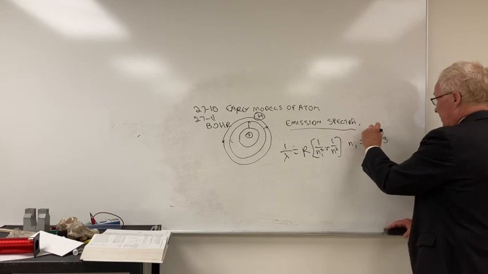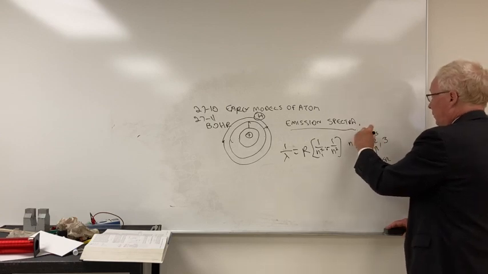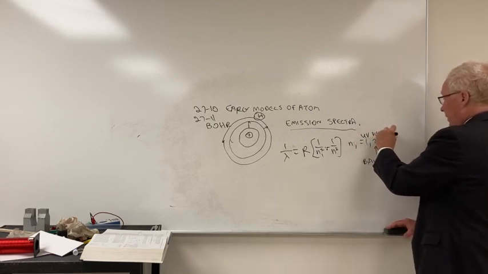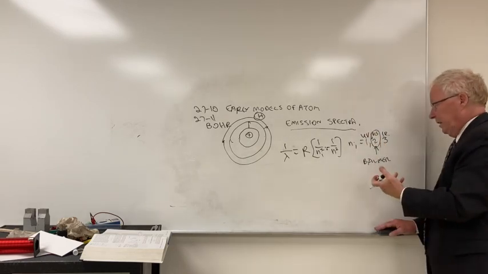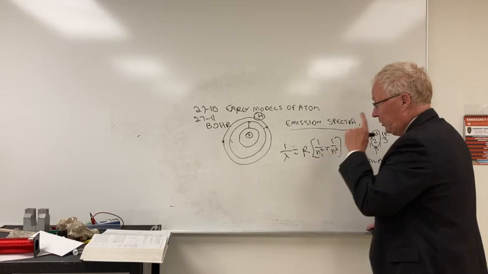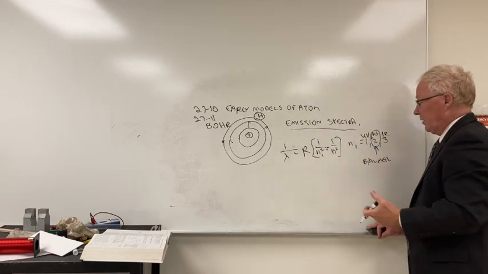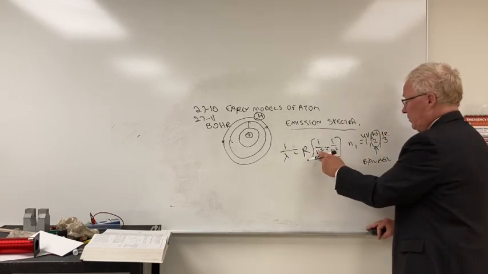As we said, this is visible, UV, and infrared as far as that's concerned. So this is the first one that was visible. This is what we did in the lab. And this is the Rydberg constant, which we talked about already, right?